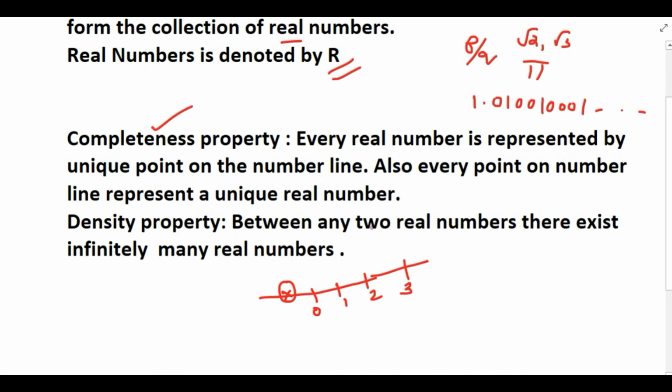And between any two real numbers there exist infinitely many real numbers. That property is called the density property. We have also seen between any two rational numbers there are infinitely many rational numbers. Between two irrational numbers there are infinitely many irrational numbers. So like that, between any two real numbers there are infinitely many real numbers. That property is called the density property.